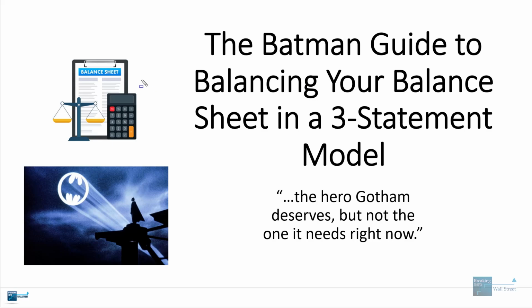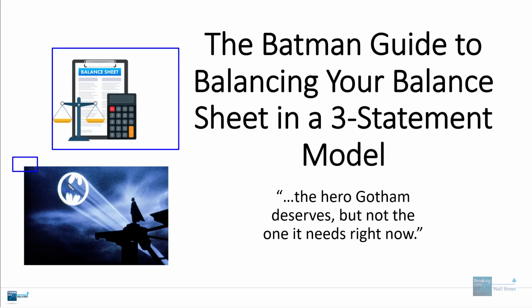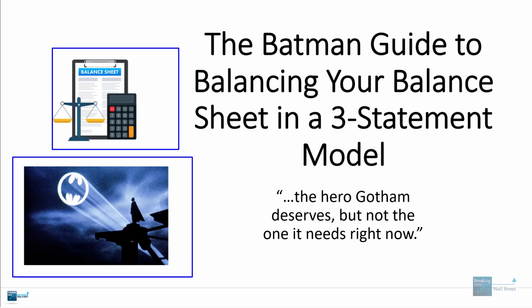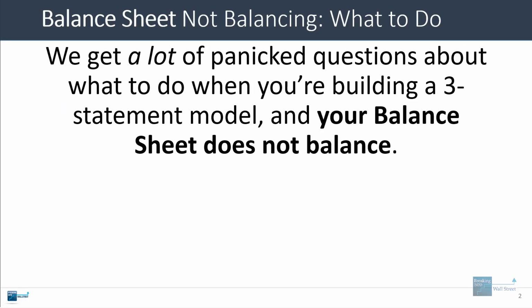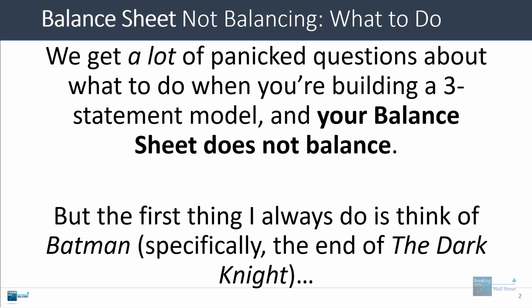This time around, we're going to be talking about balancing your balance sheet and also Batman and how Batman relates to this problem of a balance sheet going out of balance. So we get a lot of panic questions about what to do when you're building a three-statement model and your balance sheet does not balance. Now, maybe I'm a strange person, but the first thing I always do is think about Batman, specifically the end of The Dark Knight. So I'll go to a clip right now and refresh your memory of what I'm referring to.